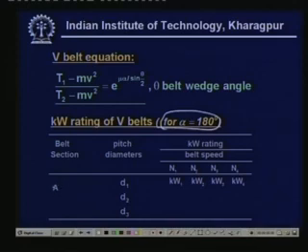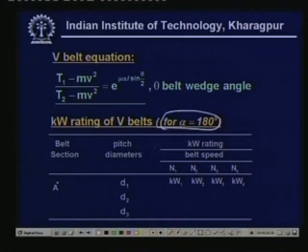In a similar manner, the chart will be available for belt section B, C, and so on and so forth. If you have this chart for belt section A, you will find that the kilowatt rating of the V-belts is also dependent on the pitch diameters. So for different pitch diameters, say D1, D2, D3, etc., the kilowatt rating is again based on the belt speeds, that is N1, N2, N3, N4.